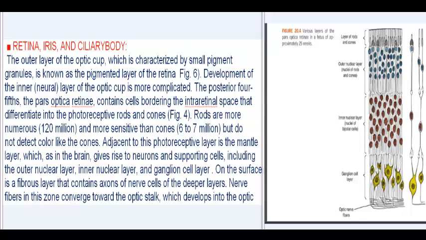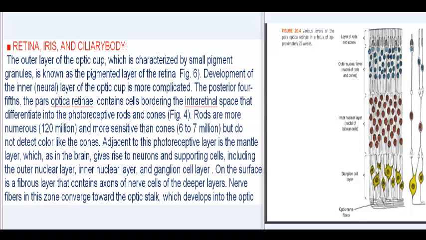The posterior 4/5, the pars optica retinae, contains cells bordering the intraretinal space that differentiate into the photoreceptive rods and cones, Fig. 4. Rods are more numerous, 120 million, and more sensitive than cones, 6 to 7 million, but do not detect color like the cones.